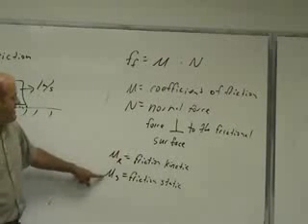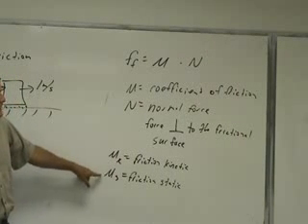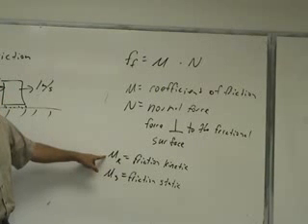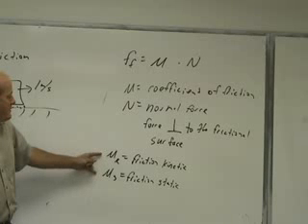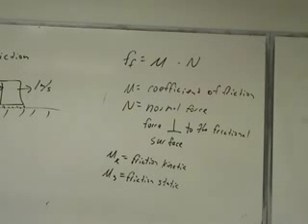And almost always the static coefficient of friction is bigger than the kinetic coefficient of friction. Common values are in this 0.2 to 0.5 range.